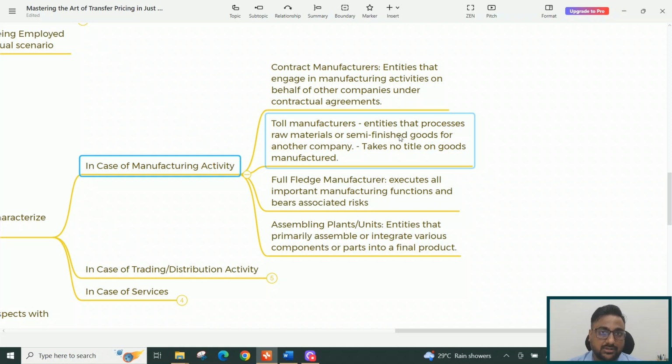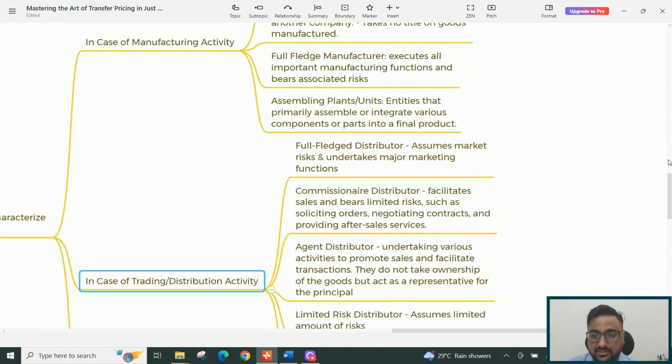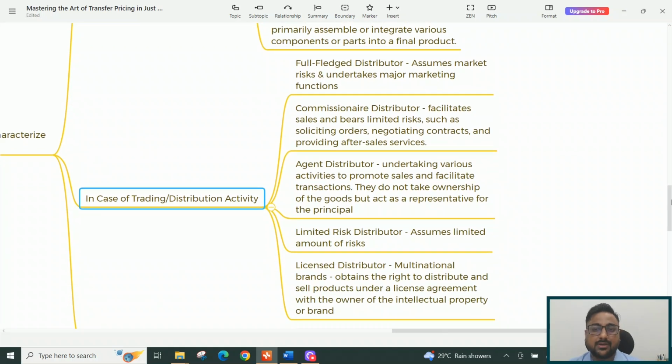Characterization has to be done on both the parties, that is on the AE and on the other party, both the AEs, right? So if there is a distribution activity, then under distribution activity there could be a full-fledged distributor. For example, a full-fledged distributor basically assumes market risk and undertakes major marketing function. So he is a whole and sole distributor of the product, and he bears the risk of inventory. He assumes market risk, in case someone doesn't pay, or if the technology changes, then this distributor is liable for the entire thing. So it is called a full-fledged distributor.